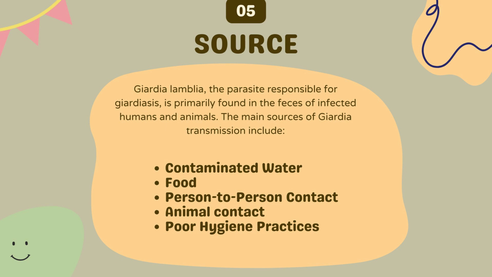And now the source of Giardia lamblia. The parasite responsible for giardiasis is primarily found in the feces of infected humans and animals. The main sources of Giardia transmission include contaminated water, food, person-to-person contact, animal contact, and poor hygiene practices.